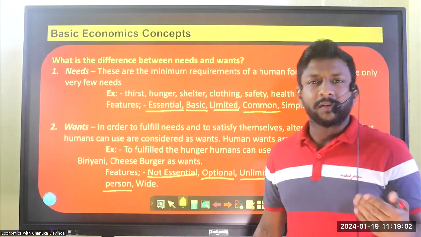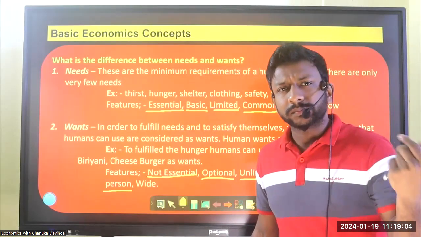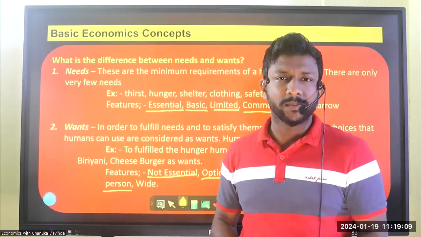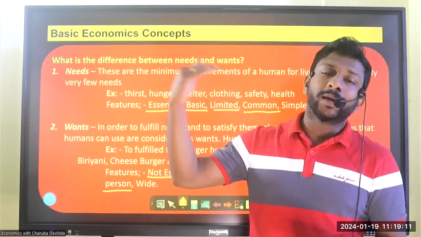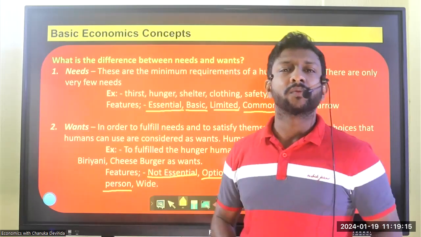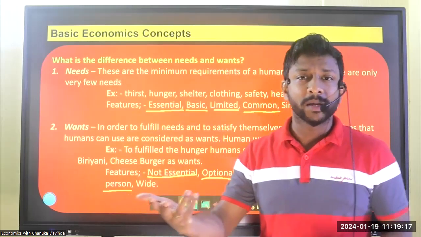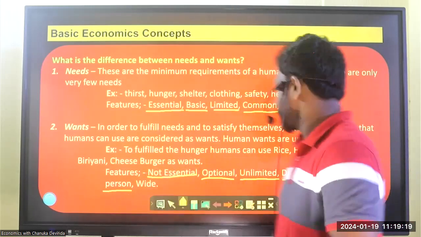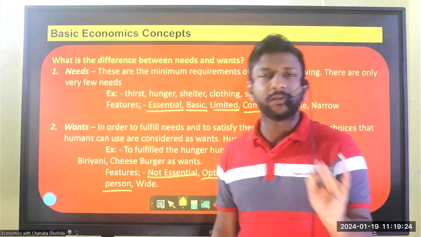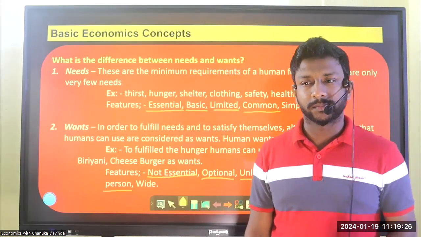We know when it comes to Hindu tradition, there are different kinds of foods. When it comes to Catholics or Christians, there are different wants as foods, right? So it can be different. So that's the base. That's the main difference between needs and wants.